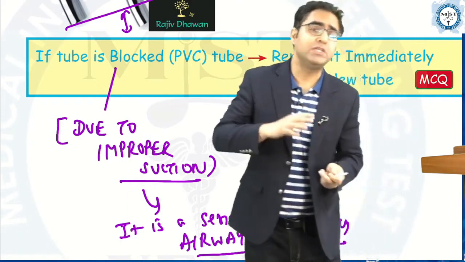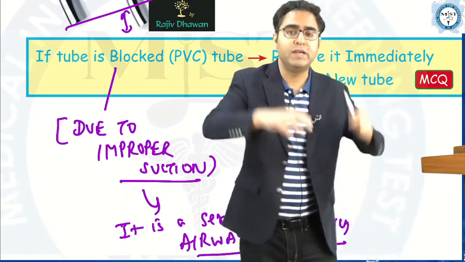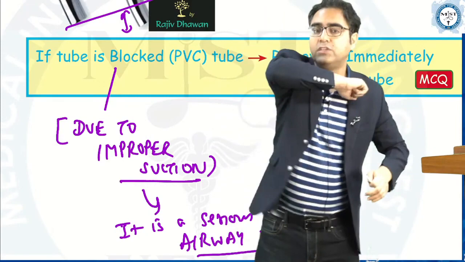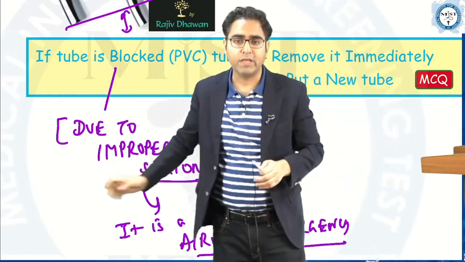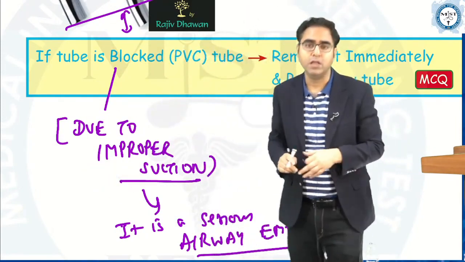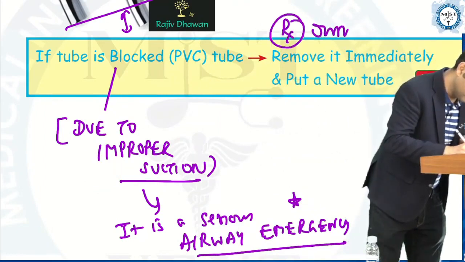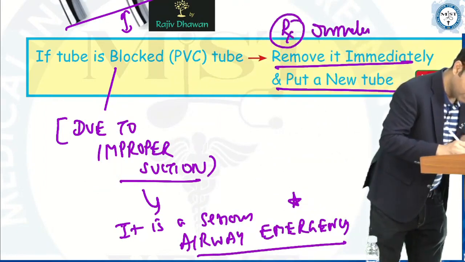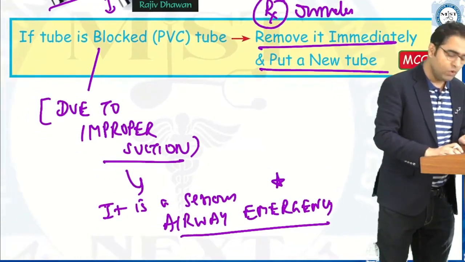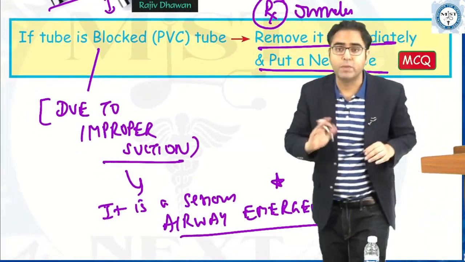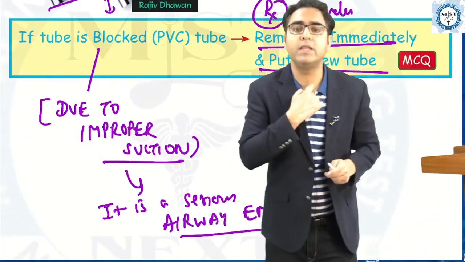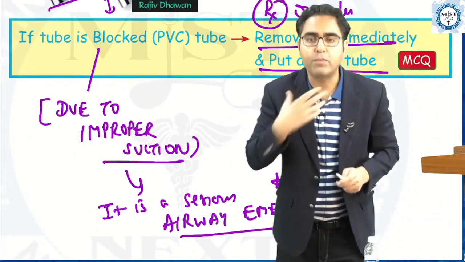And what does the person do when somebody tries to push the pillow on the face, beta? He just pushes the pillow away. The same thing you should do also. If you're an intern, remove it immediately. Immediate treatment is to remove it and put a new tube, beta. Even if the new tube is not available, don't wait for the new tube. There's a hole in the neck. At least from the hole, you'll get proper oxygen, beta.